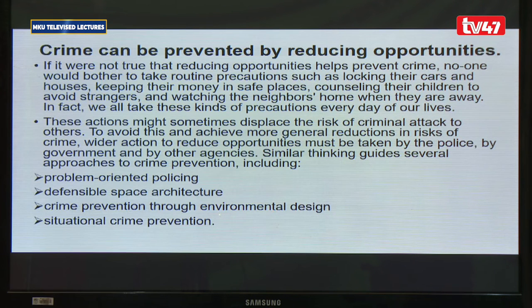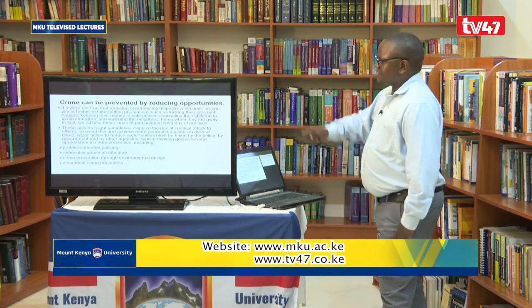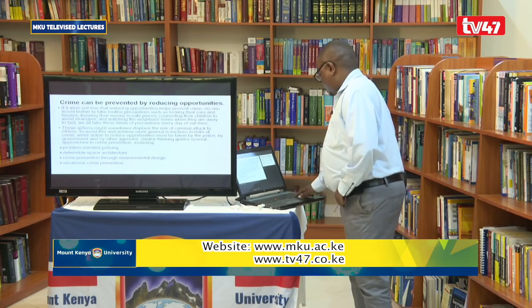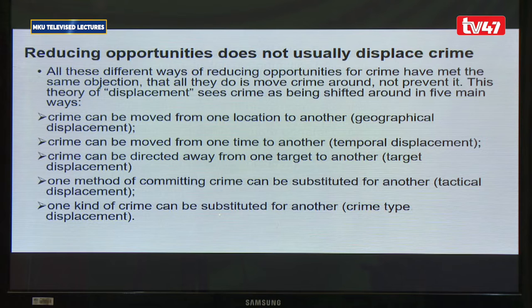For example, even exam cheating. Once you put the necessary rules in place, for example, no cheating, and maybe CCTV, you have reduced the opportunity of that crime being committed. Then the next principle is that reducing opportunities does not always displace crime.